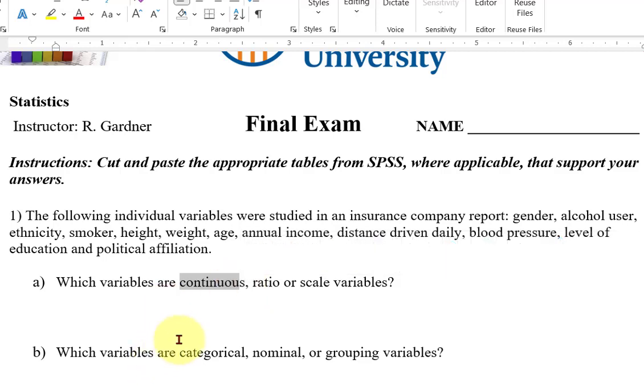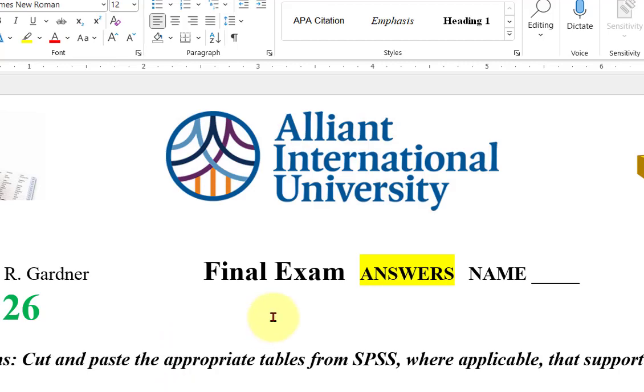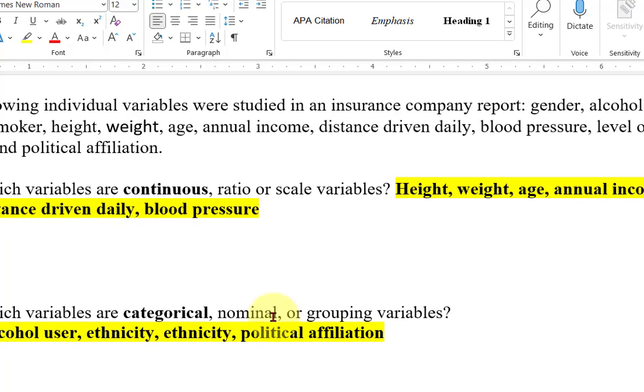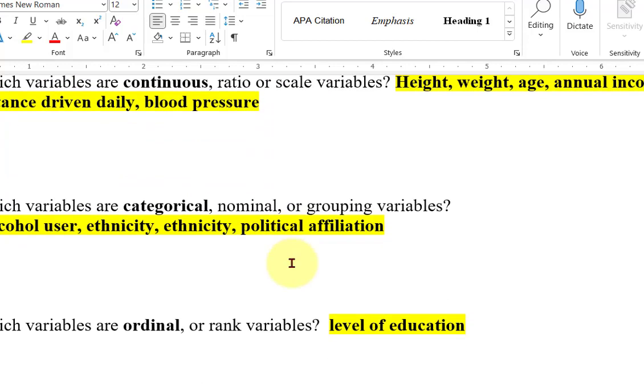Okay, so the answer to this one is height, weight, age, annual income, distance driven daily, blood pressure. So again, that's the continuous. Okay, so which ones are categorical? Let me get these all on the paper where you can see them. Please hold.